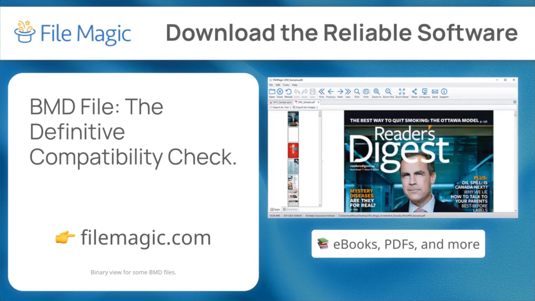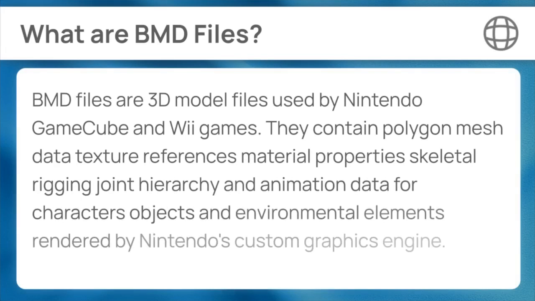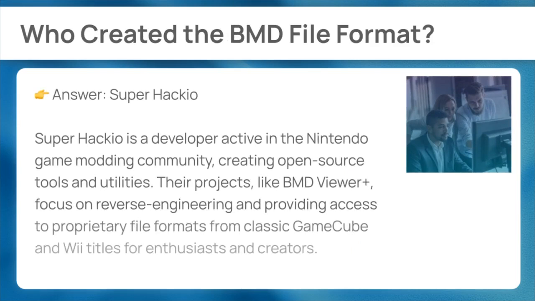More details to follow. BMD files are 3D model files used by Nintendo GameCube and Wii games. They contain polygon mesh data, texture references, material properties, skeletal rigging, joint hierarchy, and animation data for characters, objects, and environmental elements, rendered by Nintendo's custom graphics engine.